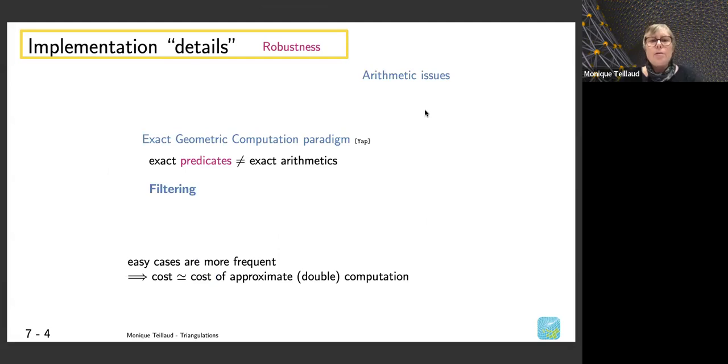In this way, you can use the exact geometric computation paradigm, meaning that you don't use exact arithmetic alone because it would be too slow, but you combine exact arithmetic with filtering techniques to ensure that the predicates, and thus the decisions, are always exact. It's always correct. The idea behind the filtering is that in practice, the easy cases are more frequent, meaning usually points are not collinear or four points are not co-circular, and they are not close to those degenerate cases. So in general, approximate computations would work, but not always.